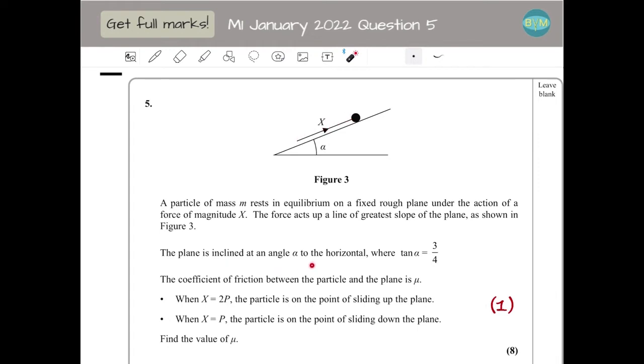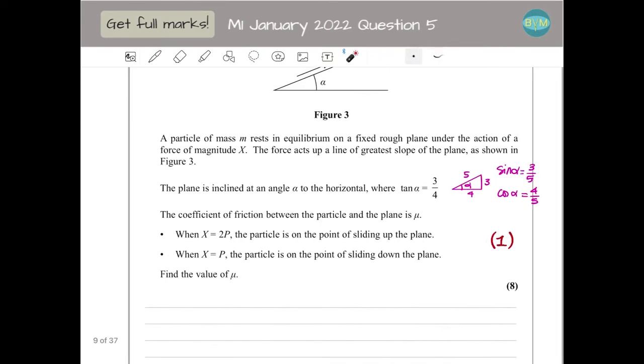The plane is inclined at an angle alpha to the horizontal with tan of alpha is 3/4, so that means I can draw my triangle: opposite, adjacent. So this is the angle, this is the opposite, this is adjacent, and this will be 5 by Pythagoras. So I know, for example, that sine of alpha is 3/5 and cos of alpha is 4/5, and I'm going to use that in the rest of the question.